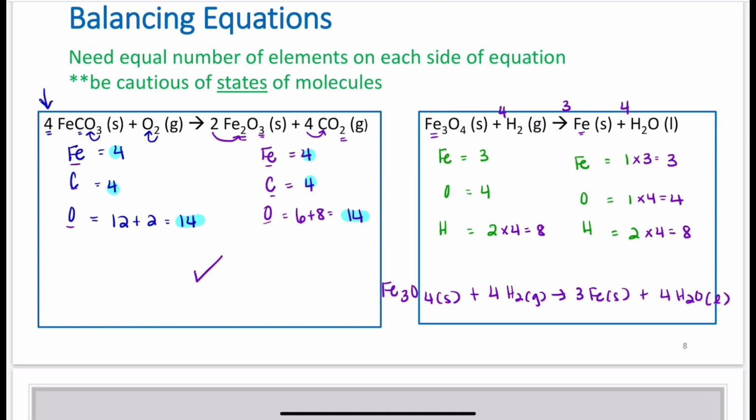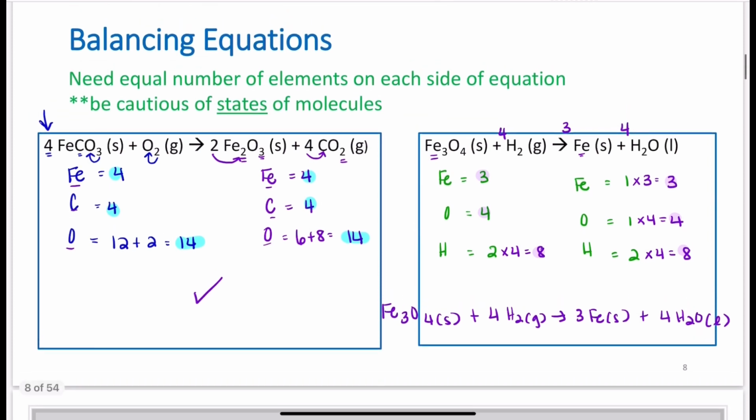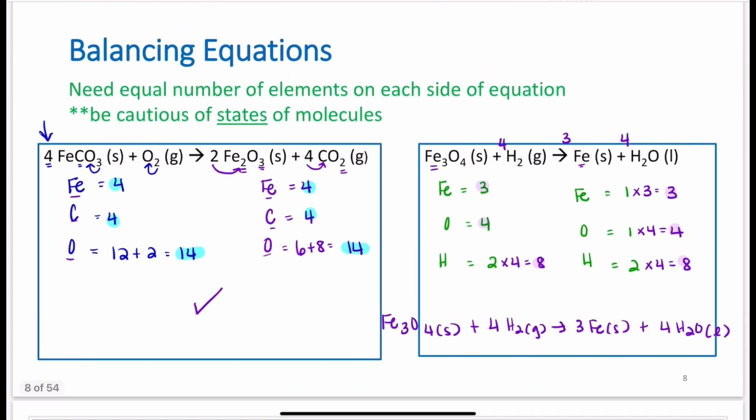And when I look at my overall equation here, I've got 3 iron, check. I've got 4 oxygen, check. And I've got 8 hydrogen, check. The reaction has been balanced, and so I know that 1 mole of Fe3O4 reacts with 4 moles of H2 to produce 3 moles of Fe solid and 4 moles of H2O liquid.